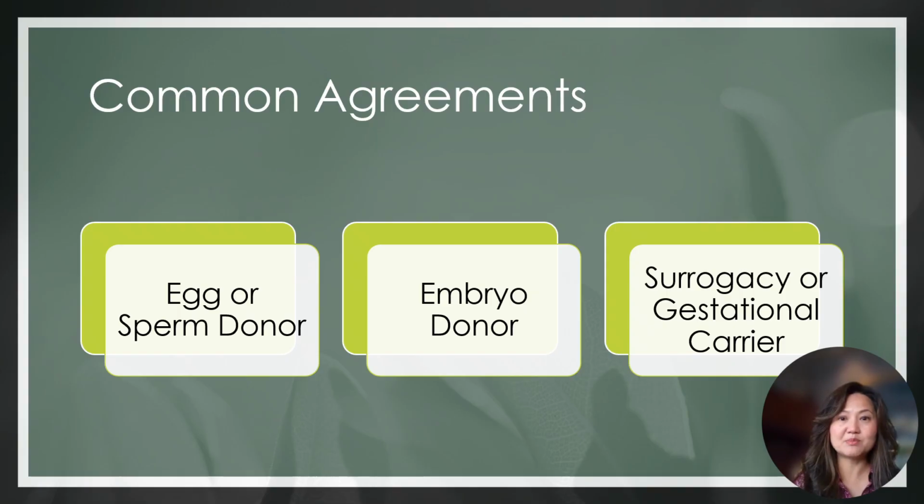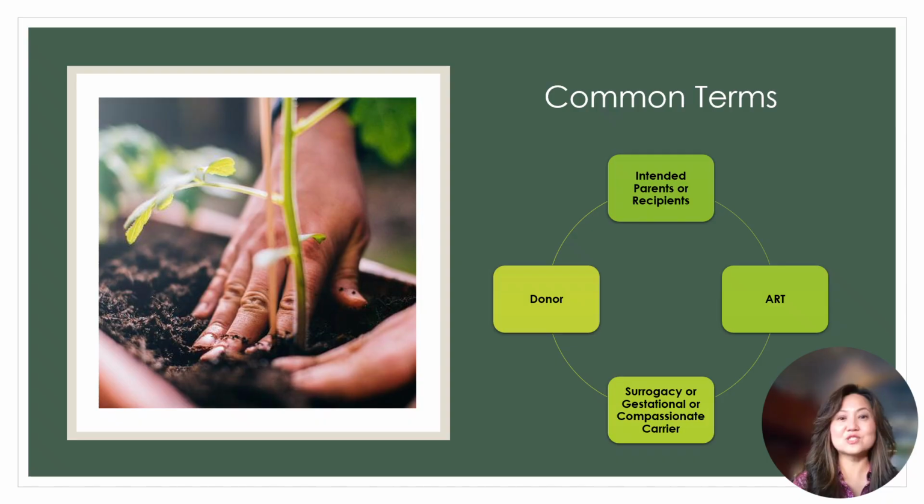The most common types of assisted reproduction agreements are egg or sperm donor agreements, embryo donor agreements, and surrogacy or gestational carrier agreements. First, some common terms. The intended parent or recipient is the person or couple who intend to parent the resulting child. The donor is the individual or couple who is donating eggs, sperm, or embryos. People might be surprised to hear that the donor's spouse will be named in the agreement and sign it too. Sometimes a life partner is included. Surrogates can also be called gestational or compassionate carriers. ART refers to assisted reproductive technology such as IUI and IVF.